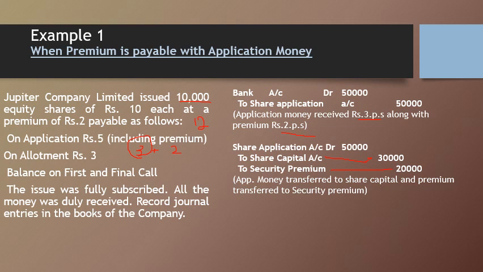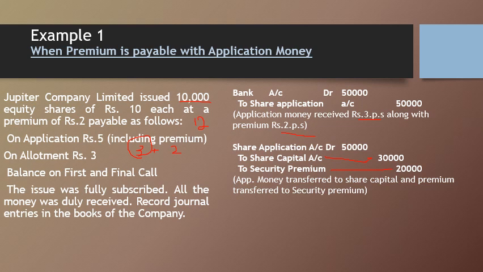So this is how we record shares issued at a premium, when the premium is collected along with the application money. Now the application money is received and transferred to the share capital, and the premium is also received and transferred to the security premium account.